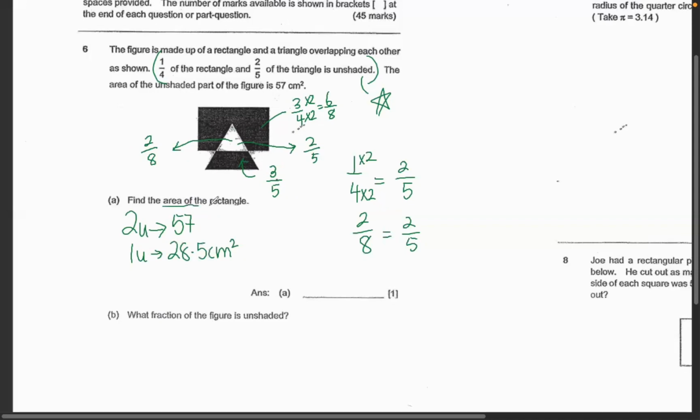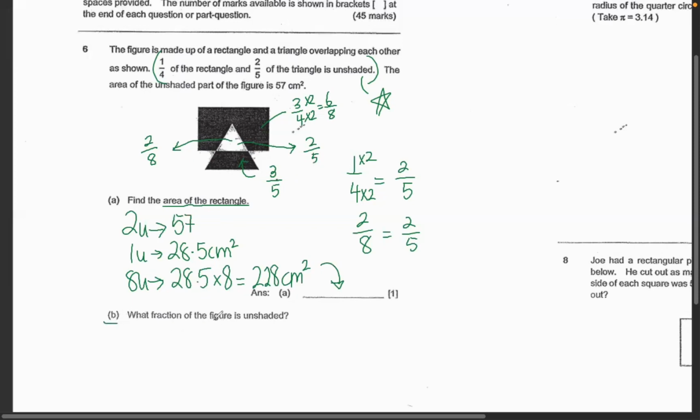Now, the question says area of the rectangle. Look at the rectangle. The area means I have to look at the denominator. So therefore, it is actually how many units? 8 units. And therefore, when I do 28.5 times 8, that gives me 228 centimeters squared. And this is your answer for this question A. Okay, now then we move on to the next part.